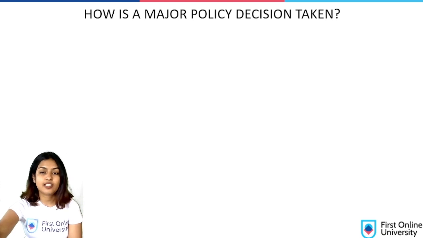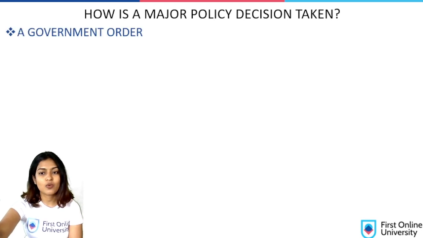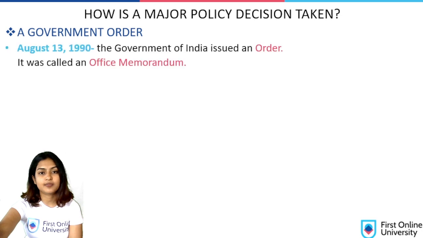Let's first evaluate how a major policy decision is taken. What is the process behind it? So first let's see what a basic government order means. On August 13, 1990, the Government of India issued an order. First, I'll be explaining a certain example relating to the reservation system in India. And further, we can go ahead with how a major policy decision is taken. So, on August 13, 1990, the Government of India issued an order. It was called an Office Memorandum.